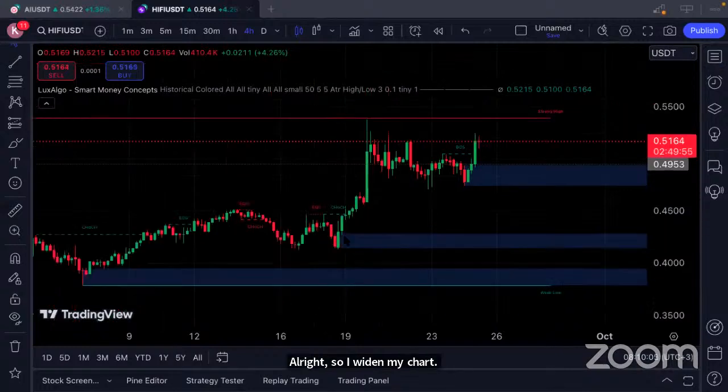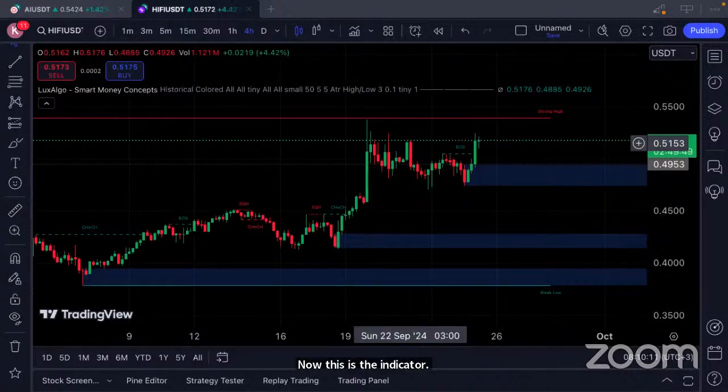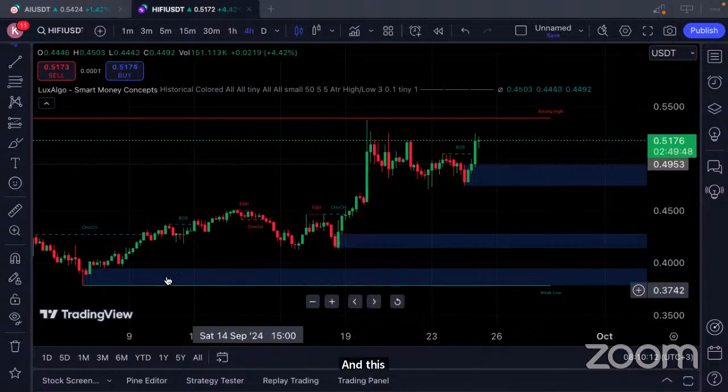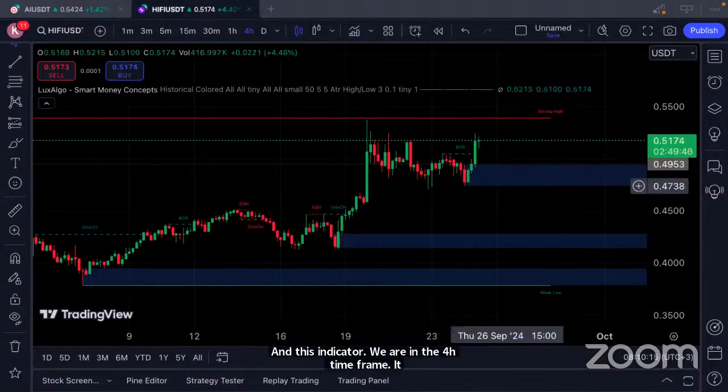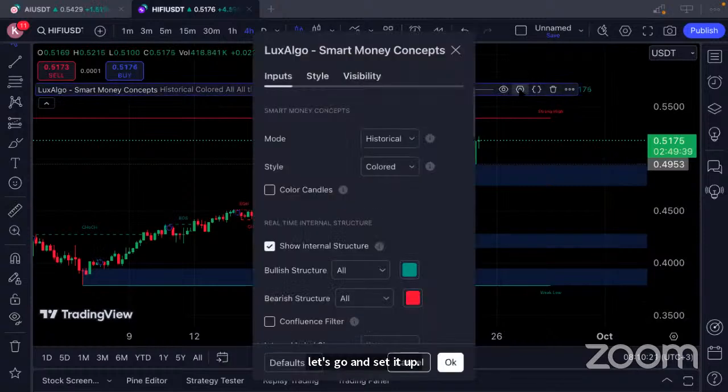Okay, now this is the indicator, and we are in the 4-hour time frame. It has these blue lines, these ones. But now let's set it up so that someone could be able to understand. There we go. Now this is the indicator. It starts with the smart money indicator.